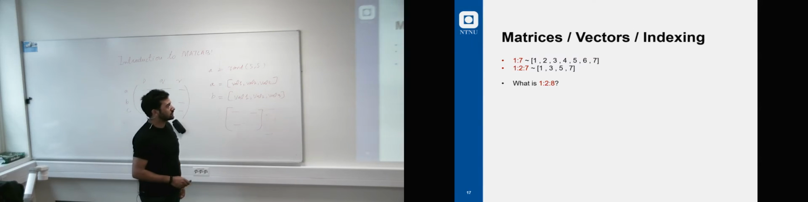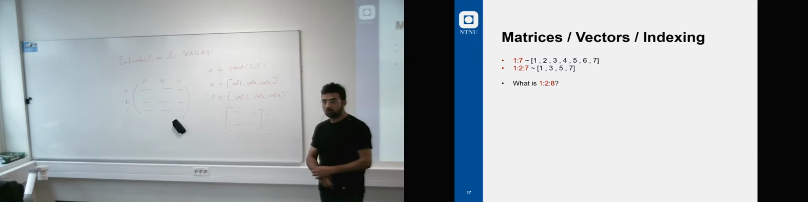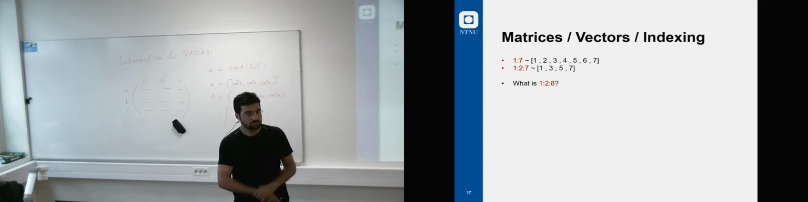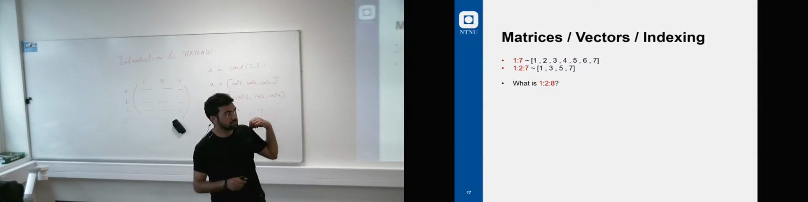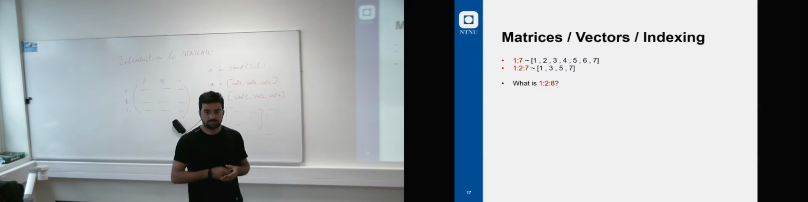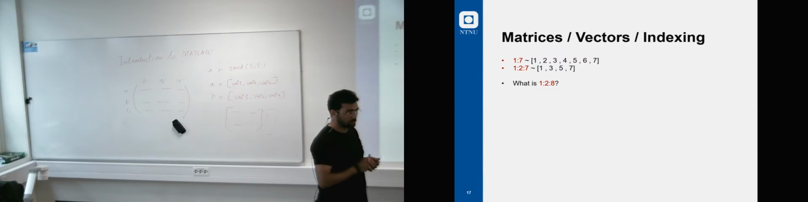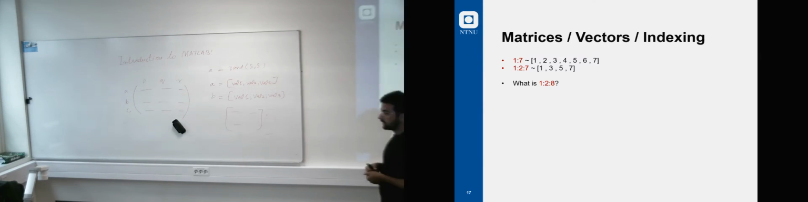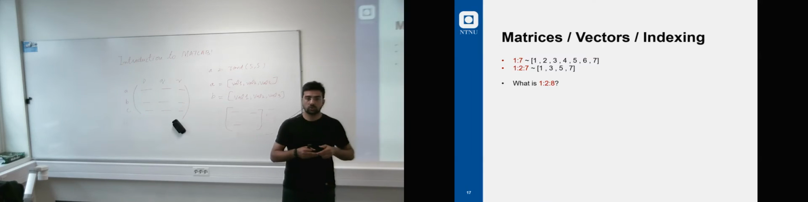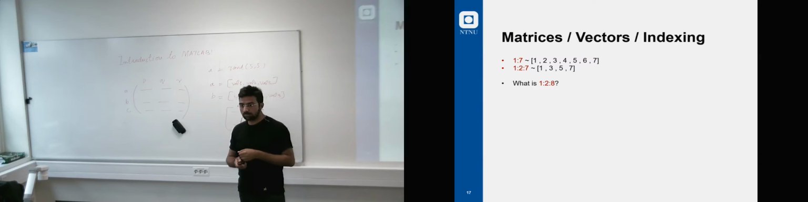So what is 1:2:8? What will be the numbers in it? Can anyone quickly tell me? 1, 3, 5, 7. But the upper limit is 8. The difference is it goes from 7, tries to go 2 up, but there's the limit, that is the upper limit. It cannot go beyond that. So it will not give us the 9 or some other elements.